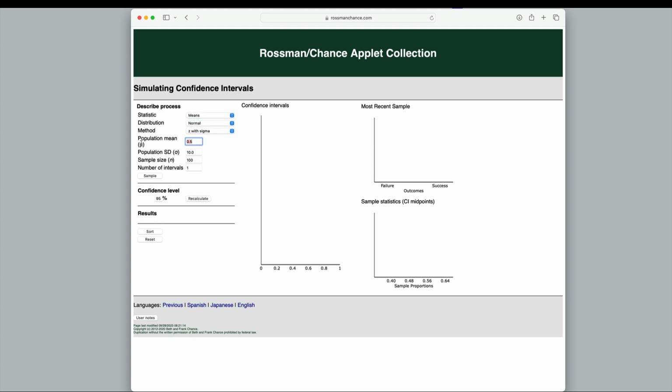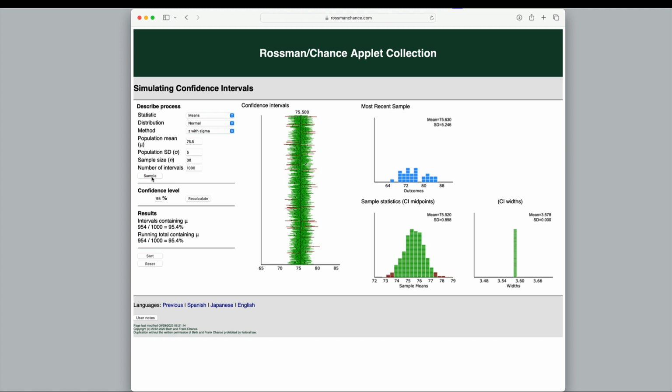All right, currently right now in the United States, the life expectancy is 75.5 years of age. The standard deviation is 5 years, and we're going to generate a bunch of confidence intervals based on samples of size 30. So we'll generate about 1,000 of those. So generate 1,000 confidence intervals based on samples of size 30. And we're going to use a confidence level of 95%. All right, so there's our distribution.